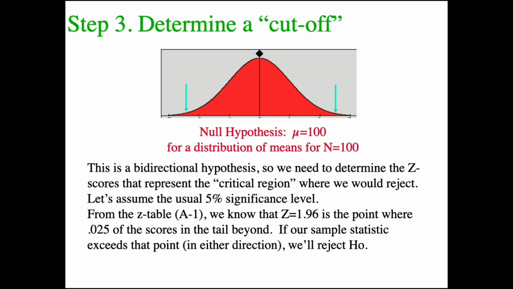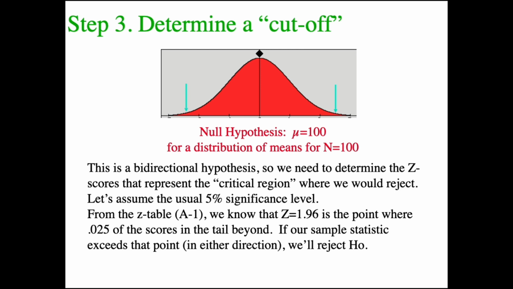Now in step 3, we want to determine what the cutoff is going to be. Again, I'm assuming that this is going to look like a normal curve because it's IQ. And this is a bidirectional hypothesis, so we need to determine the z-scores that represent this critical region where we would reject. Let's assume the usual 5% significance level in this example. If you look in the book for the Z table, A1, we're going to find that a z-score of 1.96 is the point where 0.025 of the scores are in the tail beyond that. So where those two arrows are in this picture, that would mark off plus 1.96 and minus 1.96. Those are z-scores, plus 1.96 and minus 1.96.